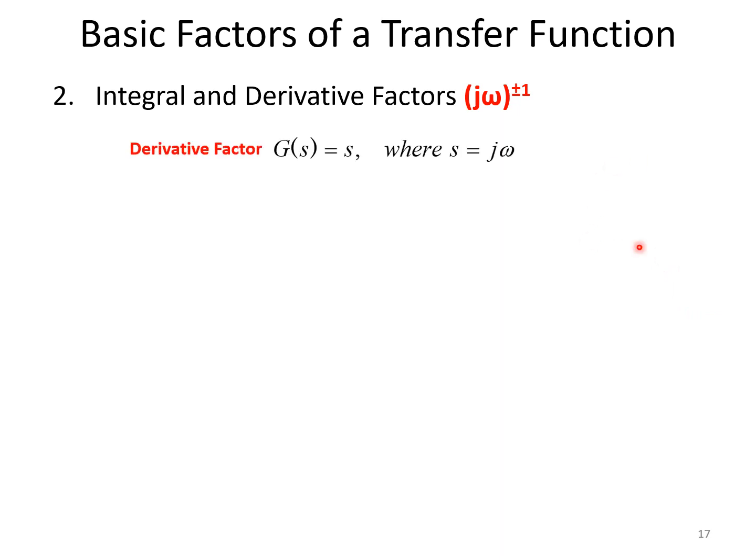Now for this derivative factor, G(s) is taken as s, where s is replaced with j omega. Similarly, if I take the magnitude for this derivative factor, it is represented as 20 log of omega. That is, 20 log of |j omega| is nothing but equal to 20 log of omega.